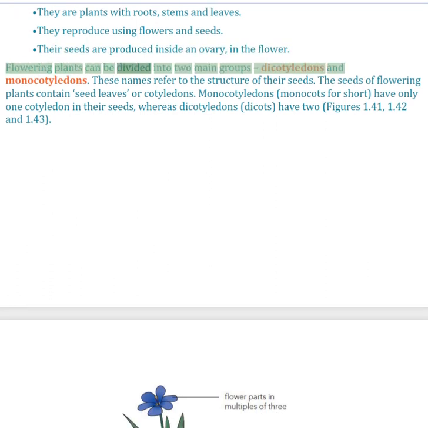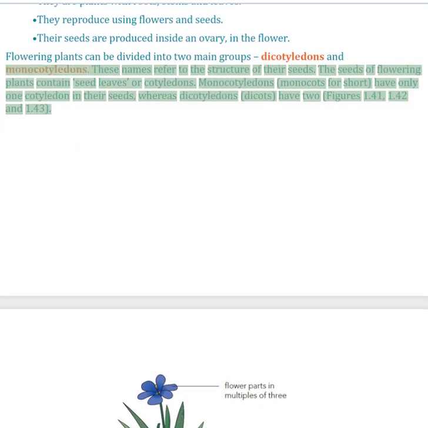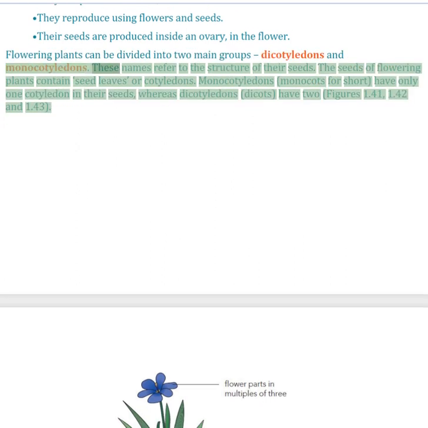Flowering plants can be divided into two main groups: dicotyledons and monocotyledons. These names refer to the structure of their seeds. The seeds of flowering plants contain seed leaves or cotyledons. Monocotyledons have only one cotyledon in their seeds, whereas dicotyledons have two.